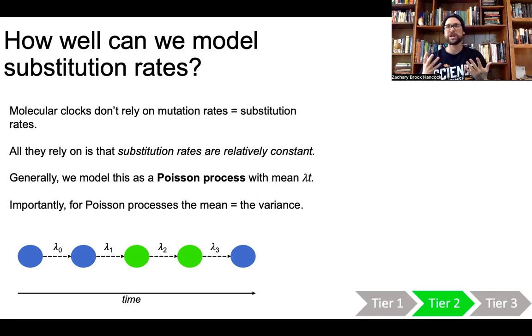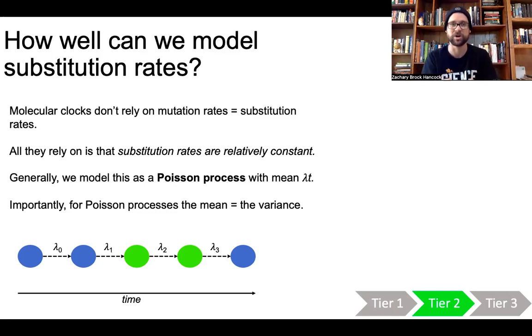So the way that we generally model the substitution process is as a Poisson process. A Poisson process is represented by this little diagram here at the bottom. You can imagine it as having some initial starting state. Let's say A is your initial state. Then from time point 1 to time point 2, or from state 1 to state 2, this could be a generation, this could be a replication cycle, this could be any unit of time that you're interested in.